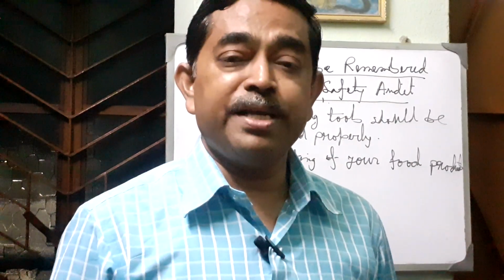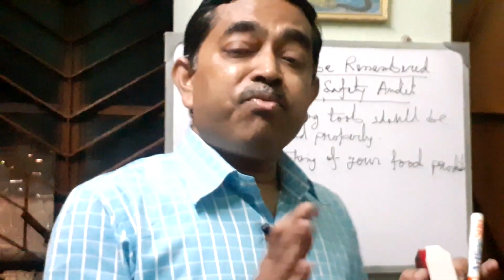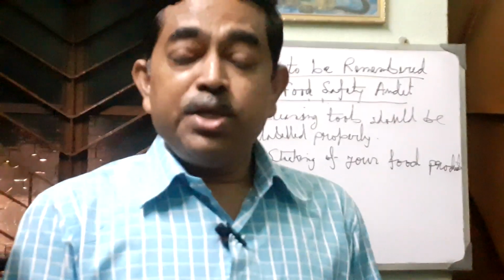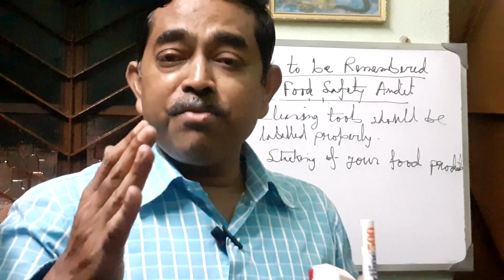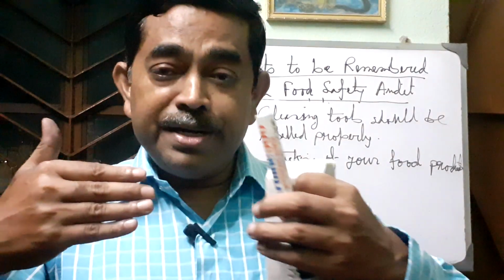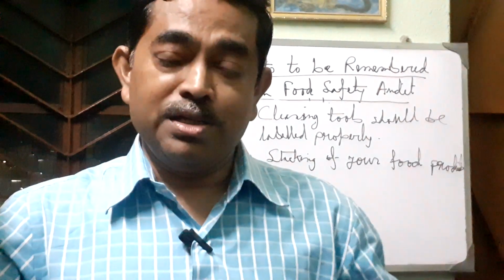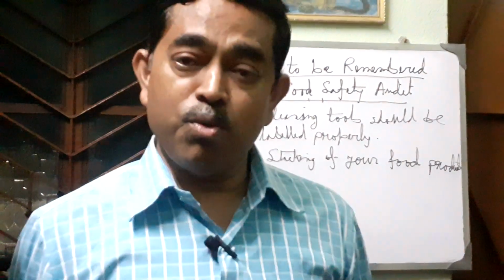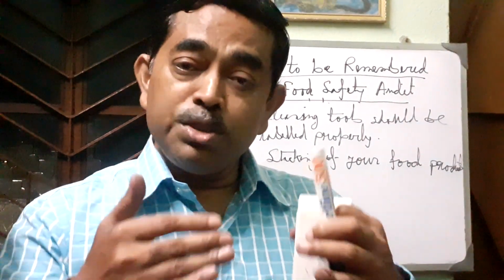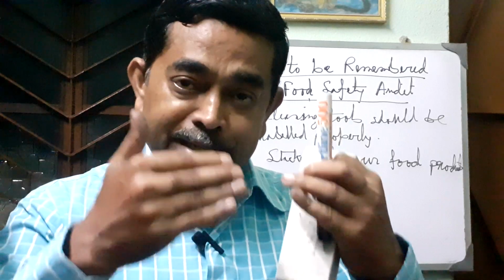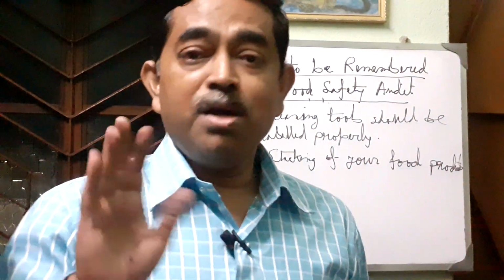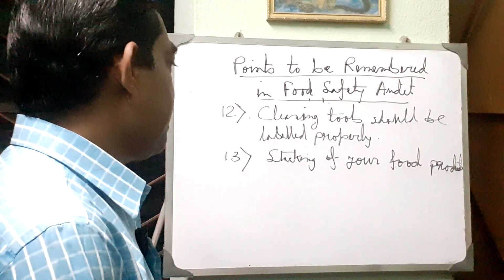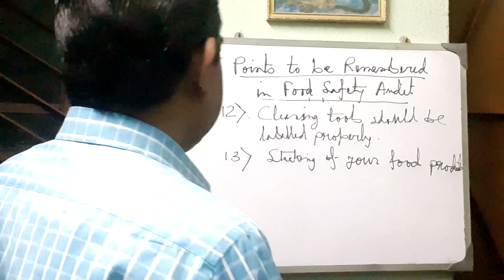So a pallet should be there, and for stacking material you should keep a 1 to 1.5 feet distance from the wall. You should not keep it against the wall. You should maintain a distance of at least 1 to 1.5 feet from every wall, each and every wall. You should be careful about that, stacking of your food products.